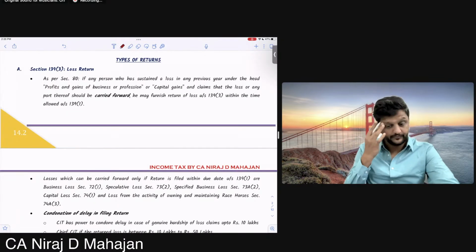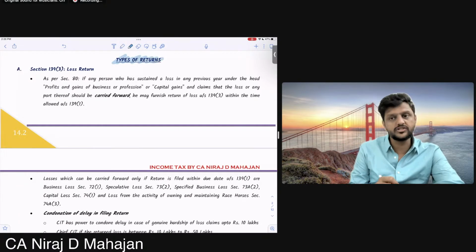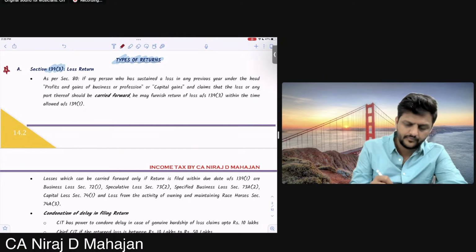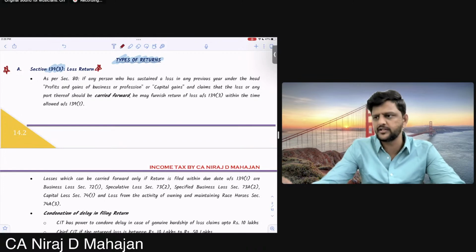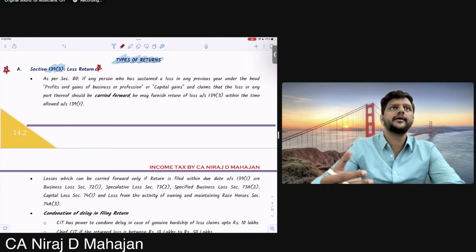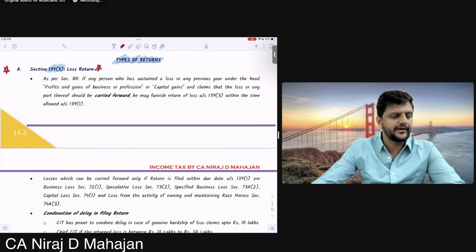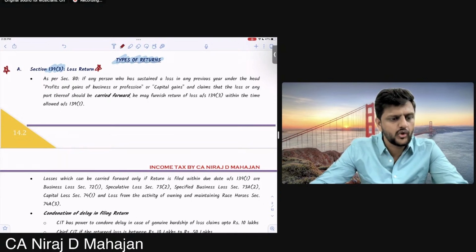Okay, let's go ahead. The other types of returns which you have to cover. One of the most important, 139.3, loss return. Loss return literally means the return is showing a loss in the income tax return. And what is the importance of filing the return within time? Only if you file the return within time, you can carry the loss forward. You are eligible to carry it forward, otherwise not.